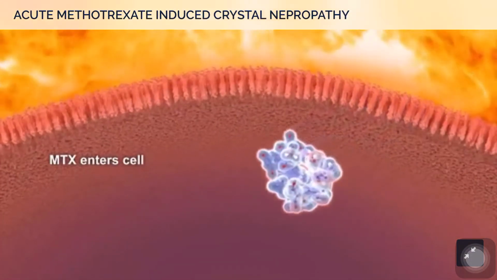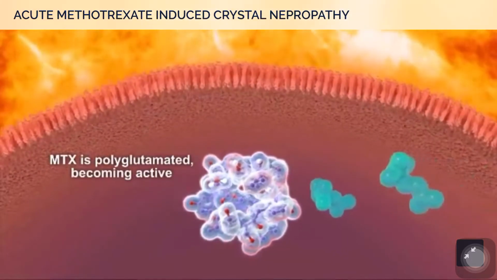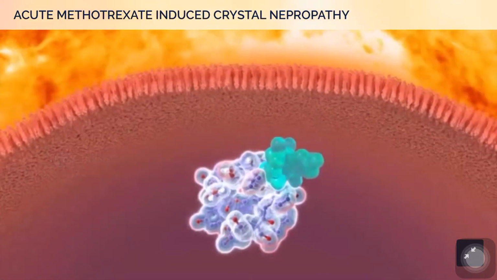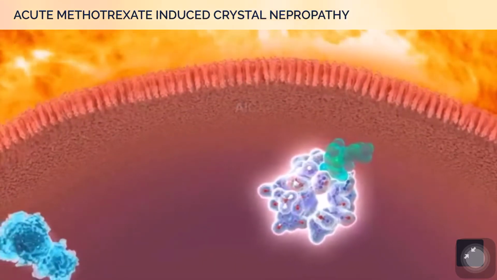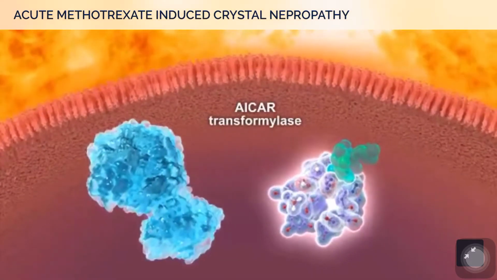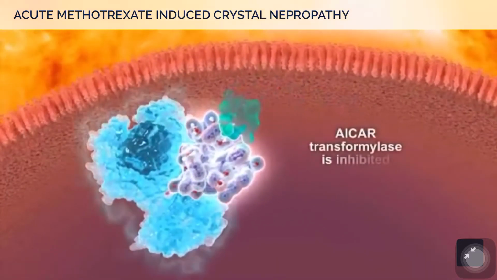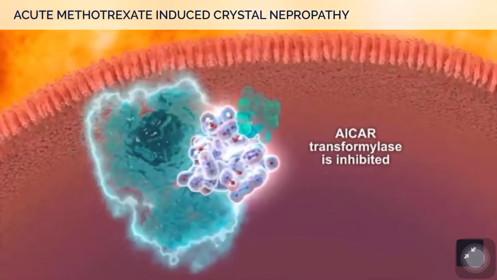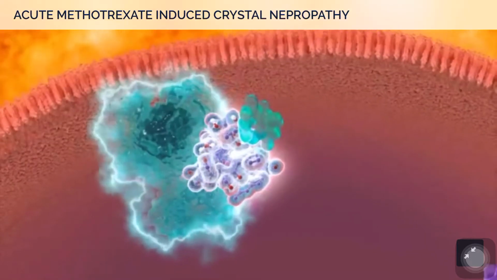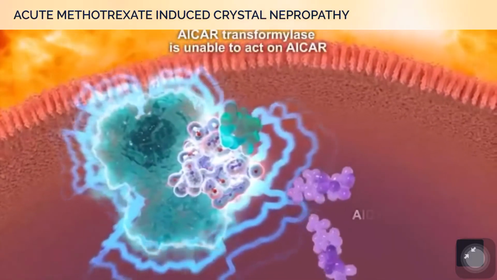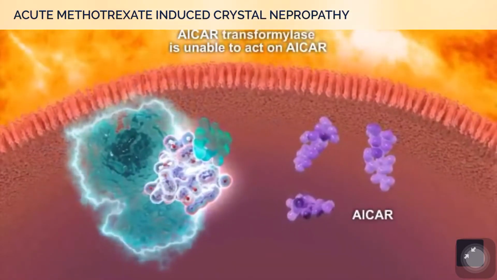Extracellular MTX is actively transported into the cell. Intracellular MTX is then polyglutamated, which converts the molecule into its active form. MTX glutamate inhibits a variety of different folate-dependent enzymes, but AICAR transformylase is the enzyme it inhibits most effectively. Polyglutamated MTX inhibits the enzyme AICAR transformylase. Because AICAR transformylase activity is blocked by MTX glutamate, AICAR molecules can no longer be broken down. The result is an accumulation of AICAR within the cell.